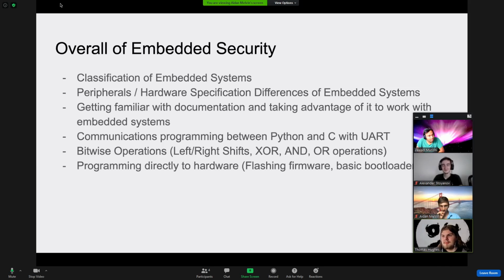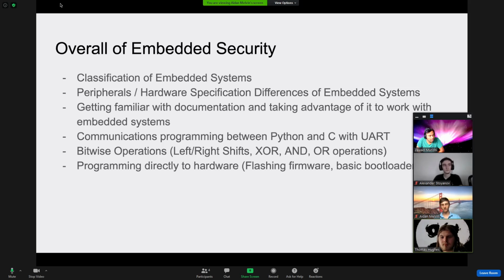Embedded systems, first off, we learned about the classification and what identifies an embedded system. These are usually small, specific purpose devices. And we learned about the specific hardware requirements that create an embedded system, something like the ARM chips that are found in most embedded systems. We got familiar with how to use documentation to program embedded systems, because a lot of times they give you a wealth of information and we have to figure out how to process that information and be able to use it. We learned about communications programming, so serial and UART, and between different programming languages, so Python and C.